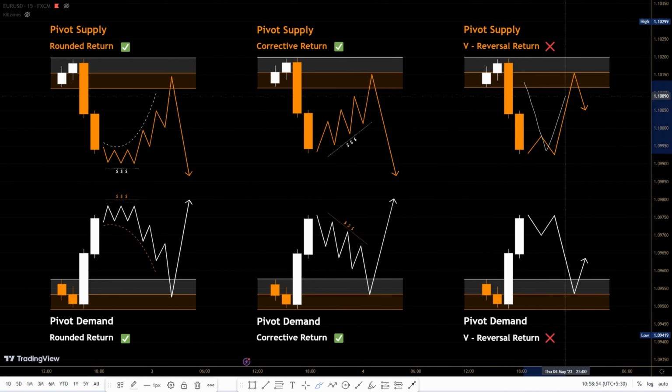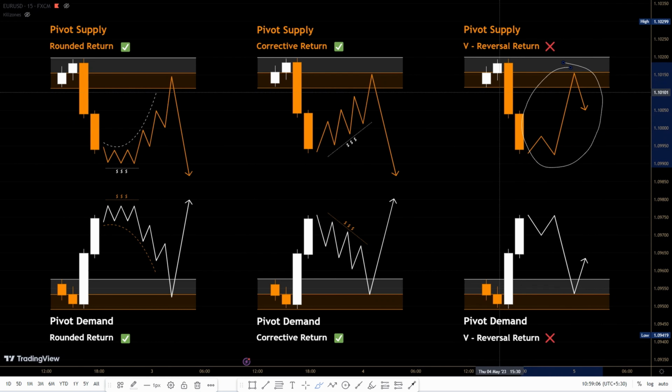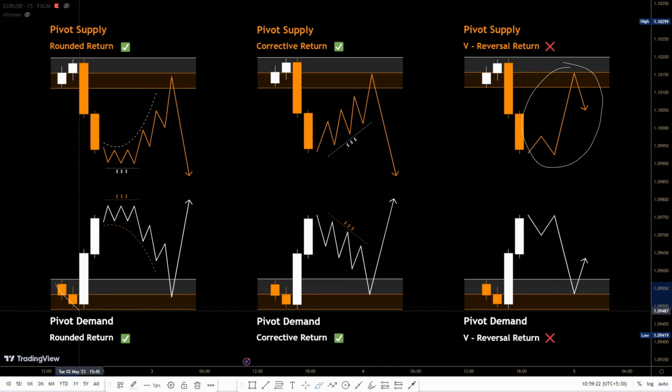If you find any V-shape recovery or V-shape reversal return, you have to be careful to take a trade in the market. It also applies to range or pivot. Both are the same, but you have to be careful. If the reversal is highly impulsive, then you have to be careful. Now same for the demand side.